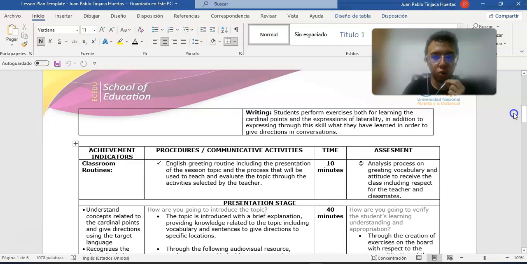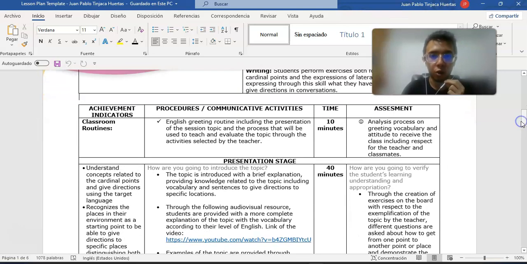Now, I'm going to show you every stage in this lesson plan. The first stage is about the classroom routine. The first thing that I want the students to do is to make the English greeting routine, including the vocabulary related to the greetings in English. For example, good morning, good afternoon, good evening, how are you today? I'm fine, very good. For example.